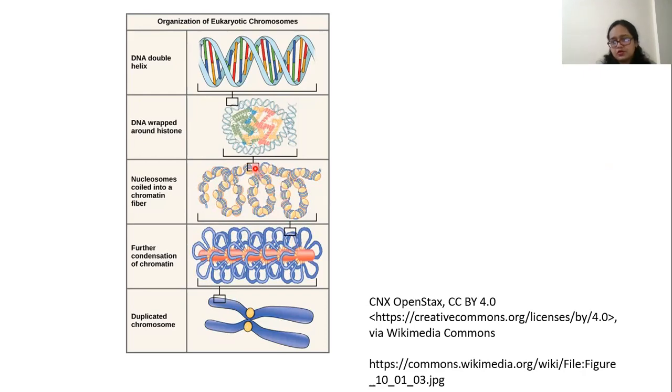When a small portion of this nucleosome coiled in a chromatin fiber is enlarged, you can see the DNA wrapped around the histone. And when a small portion of this wrapped DNA is enlarged, you can see the double helical structure. So this very large double helical structure, how it is compacted in a small nucleus with the help of these histone proteins, we have seen. So there is a higher level of compaction in eukaryotes.